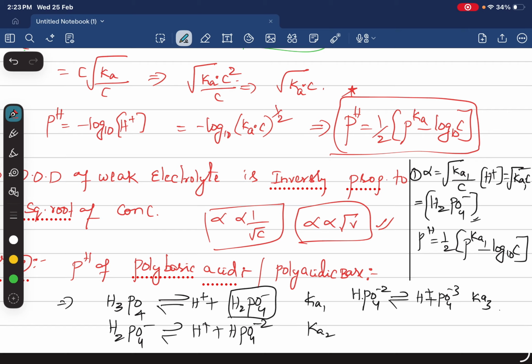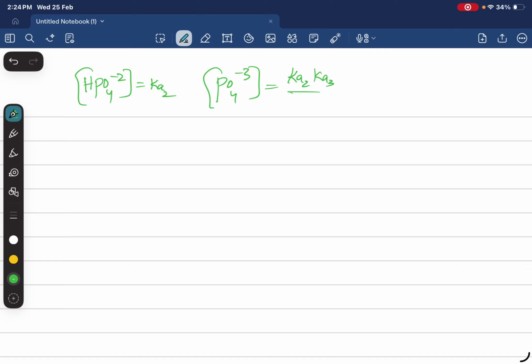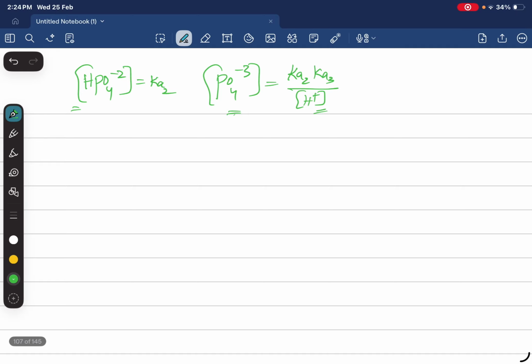Coming to second formula, you can write it in the next page. So HPO4 2-, you can write it as Ka2, and PO4 3-, we can write it as Ka2 into Ka3 by H+ concentration. So this we can get from the above formula, and that can be substituted in this formula to get PO4 3- concentration. This is just Ka2 formula. So these are about where weak polybasic acid or polyacidic base is taken.